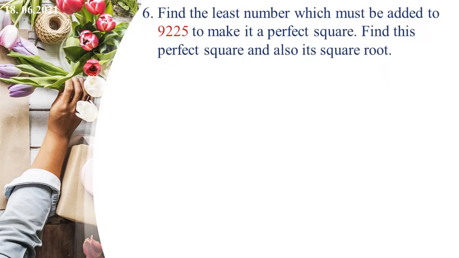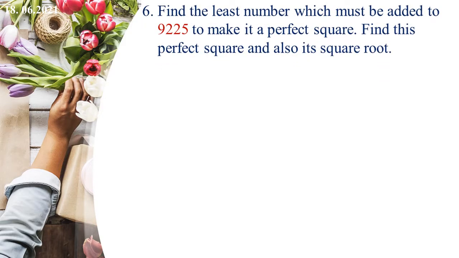Next, find the least number which must be added to 9225 to make it a perfect square. Find this perfect square and also its square root. The given number is 9225. Let us try to find out the square root of 9225 using the long division method.